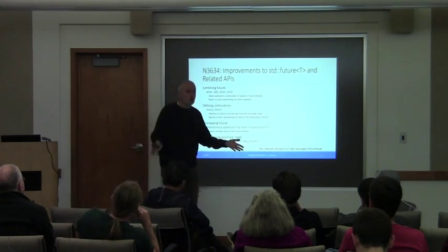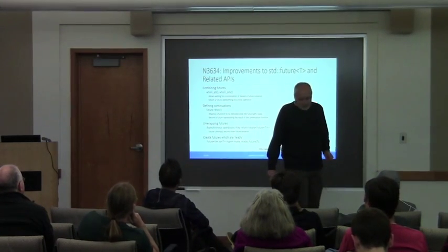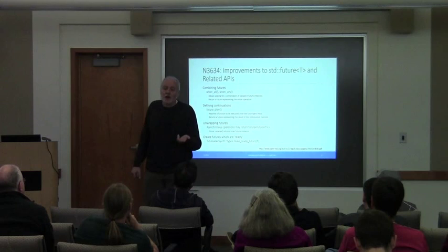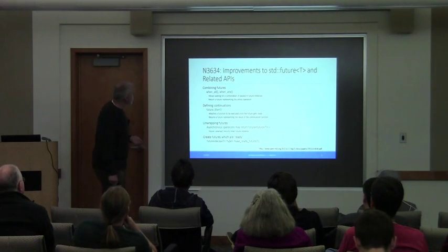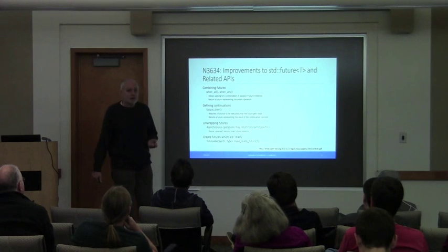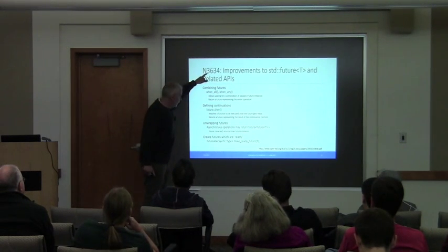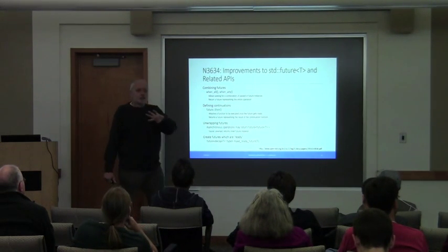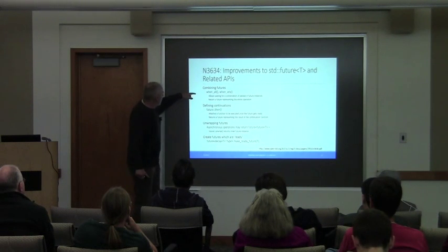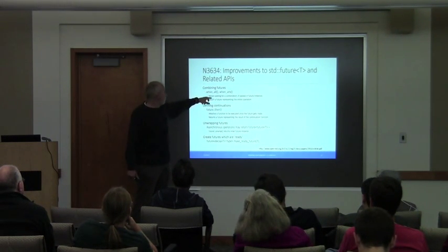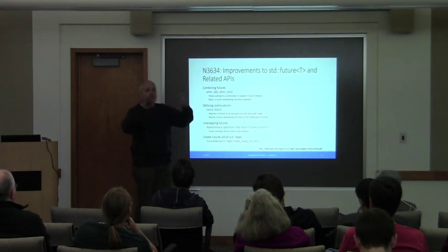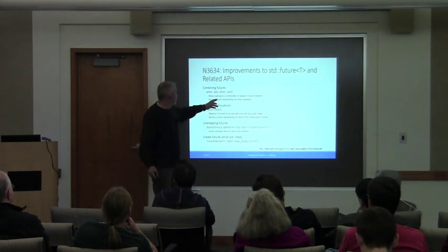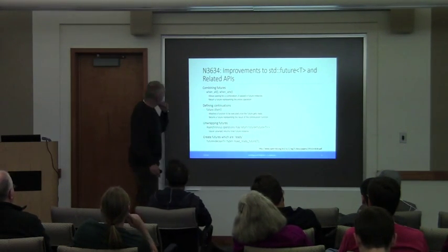Okay, let's try to do more. We looked at the proposals for the standard which are currently in there. One of the proposals for the new standard is some improvements to standard future and related APIs. It's document 3634, the link is here, you can read about it. Essentially, they introduce a couple of extensions to standard future, which, A, allow you to wait for all: you pass several futures to it and it will wait for all of them. It gives you back a future which represents the overall result, very nice. When any returns when the first one is ready.